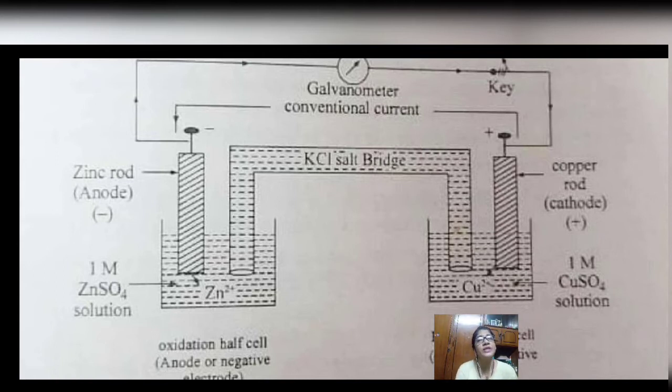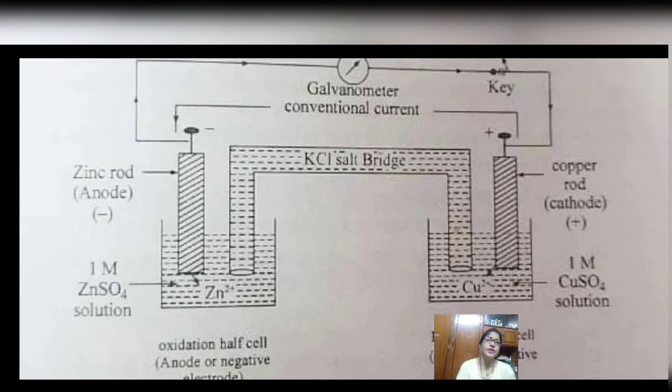These Zn2+ ions surrounding the zinc electrode will be repelling each other and will not allow further Zn to get converted to Zn2+, releasing electron. That means the release of electron will stop after some time, after a few moments, and naturally as the release and the flow of electron stop, the current flowing will also stop. This is the actual scenario.